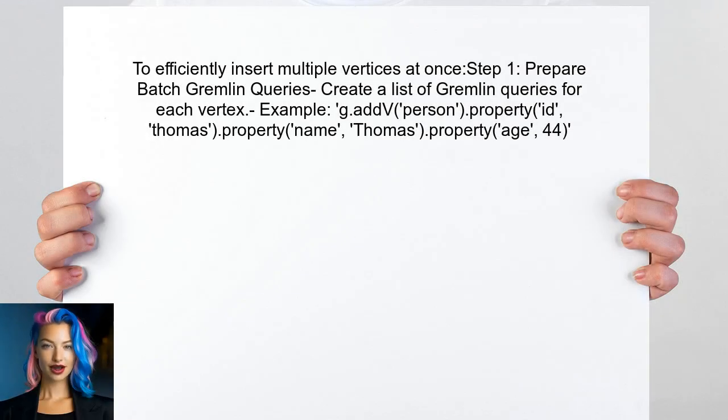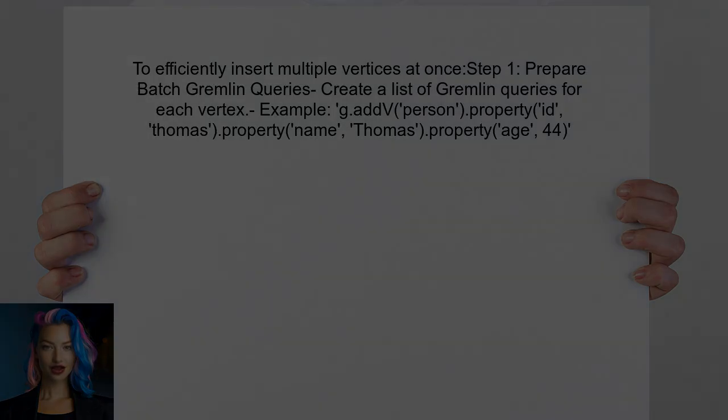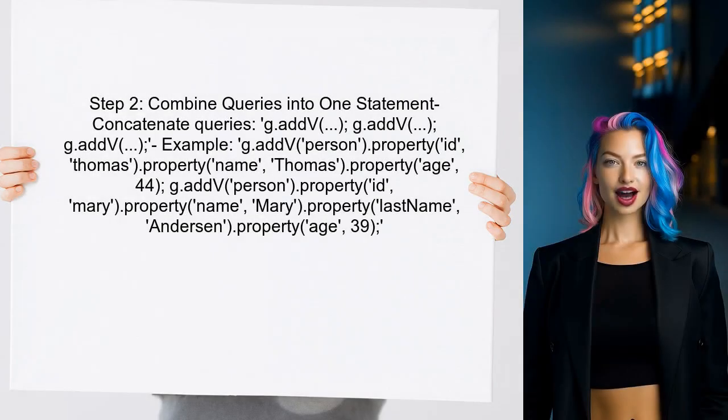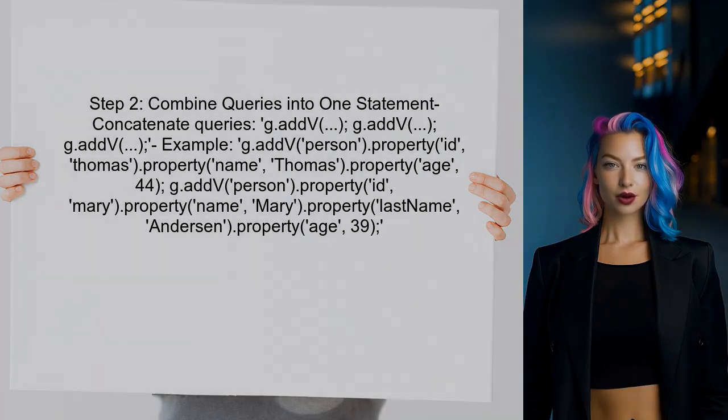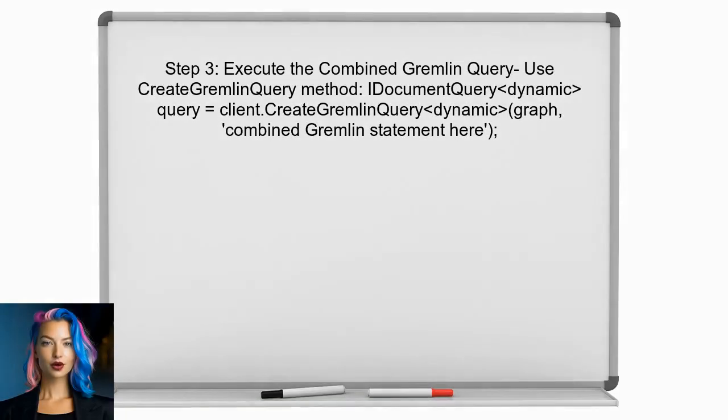To efficiently insert multiple vertices at once into Azure Cosmos DB using the Graph API, the user should first prepare a batch of Gremlin queries. This allows for the addition of multiple vertices in a single request. Next, the user should combine these queries into a single Gremlin statement. This can be done by concatenating the individual queries with a semicolon to separate them. After combining the queries, the user can execute this single Gremlin statement using the Create Gremlin Query method. This will significantly reduce the number of requests made to the database.